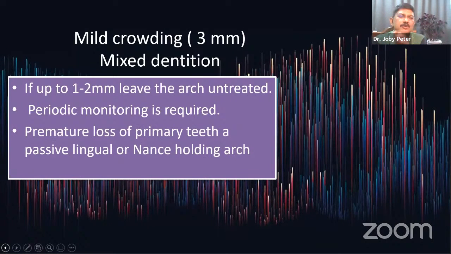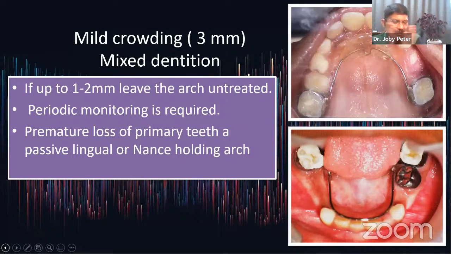If there is a premature loss of primary teeth, you have to intervene when crowding is present, with some type of space maintenance: a passive lingual arch, a Nance palatal arch, or a band and loop space maintainer. You have to read more about that, but some kind of space management is required if there is premature loss of primary teeth.